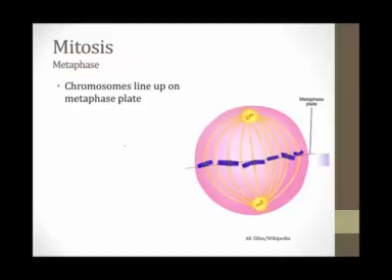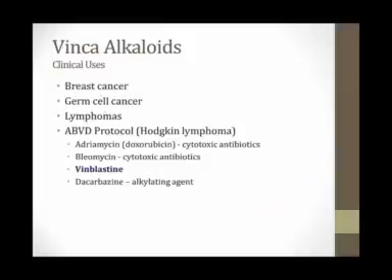Going back to this slide showing metaphase, you can think of the vinca alkaloids as drugs that prevent this mitotic spindle from forming properly. Therefore, the chromosomes cannot line up on the metaphase plate and the cell is arrested in metaphase. These drugs are used in a number of malignancies.